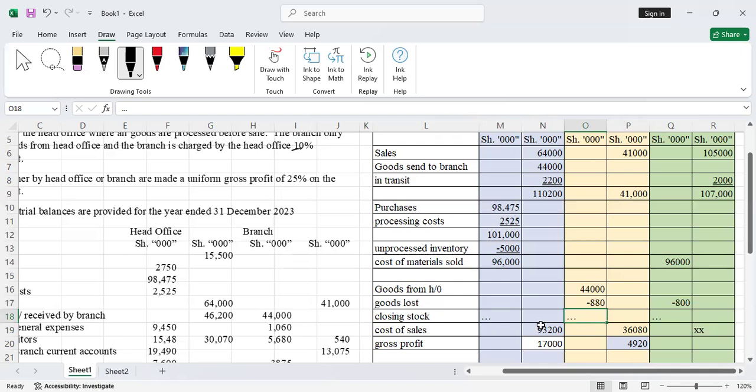Wait, what are you saying? 96,000 minus something equals 93,200. What is the balance? 2800. Yeah? 2800.